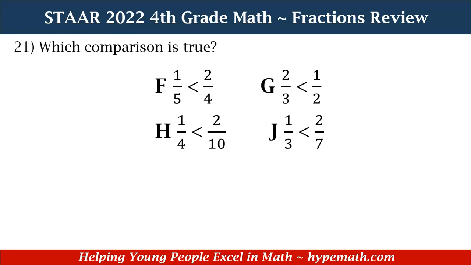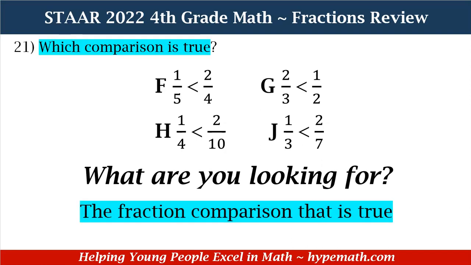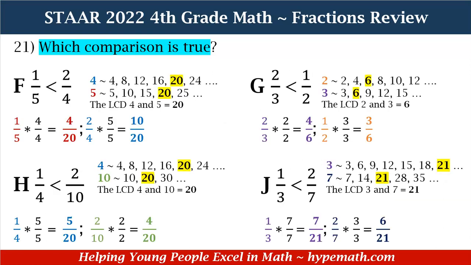In order for me to solve this problem, the first thing I need to ask myself is, what am I looking for? Well, I am looking for the fraction comparison that is true. Now that I know what I'm looking for, the next thing I need to ask myself is, what information can help us find the answer? And it's a lot. So first, we need to find our least common denominator, and then after that, we're going to find our equivalent fractions with our LCD, okay?